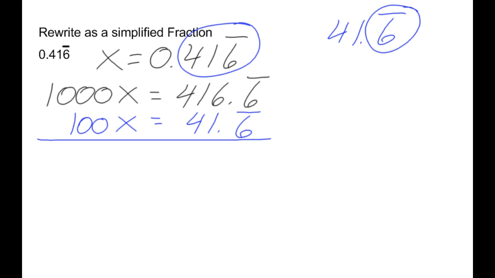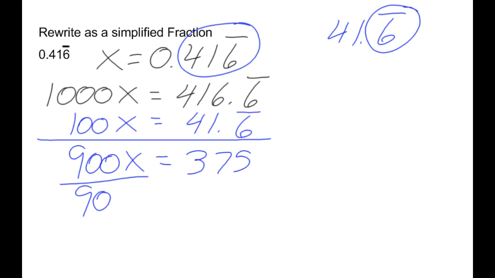Now I subtract. 1,000x minus 100x is 900x, and that will equal 375. Double checking, 6 minus 1 is 5. 41 minus 4 is 37, so I get 375. Now I divide both sides by 900. Both numbers can be divided by not only 5, but they can be divided by 25.